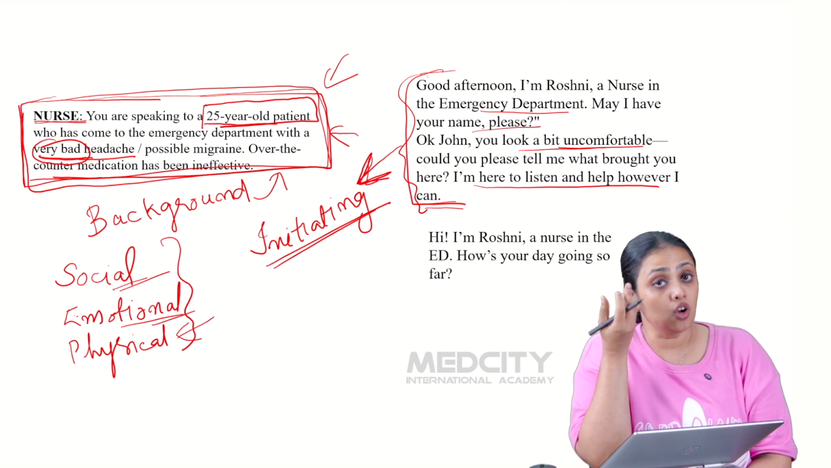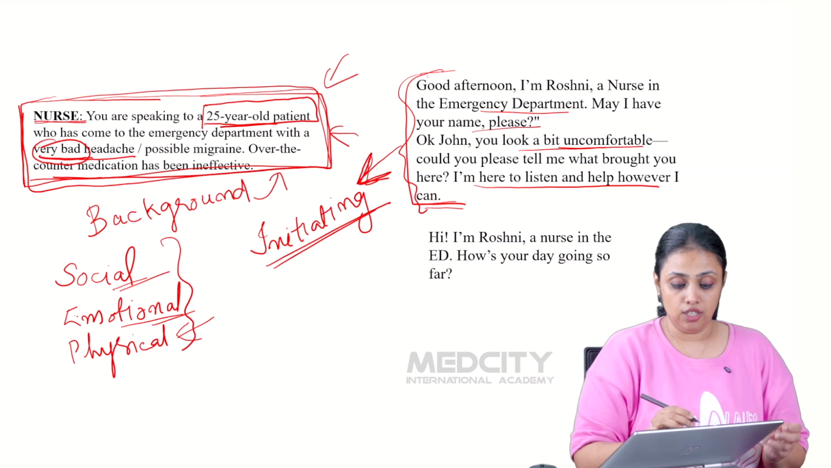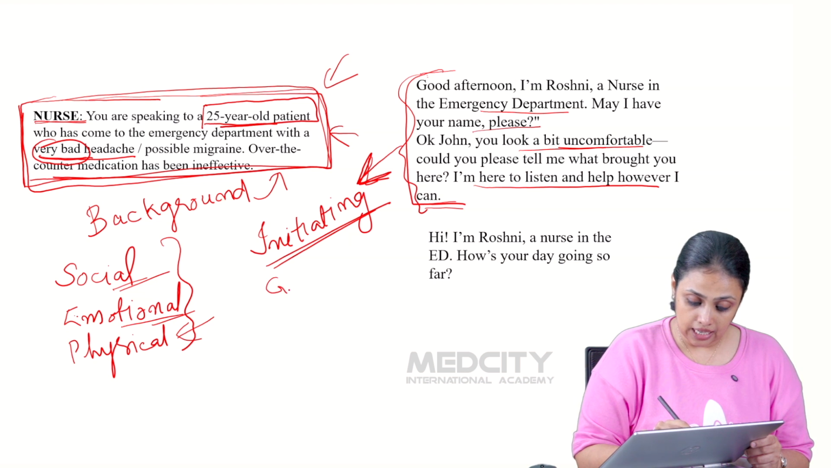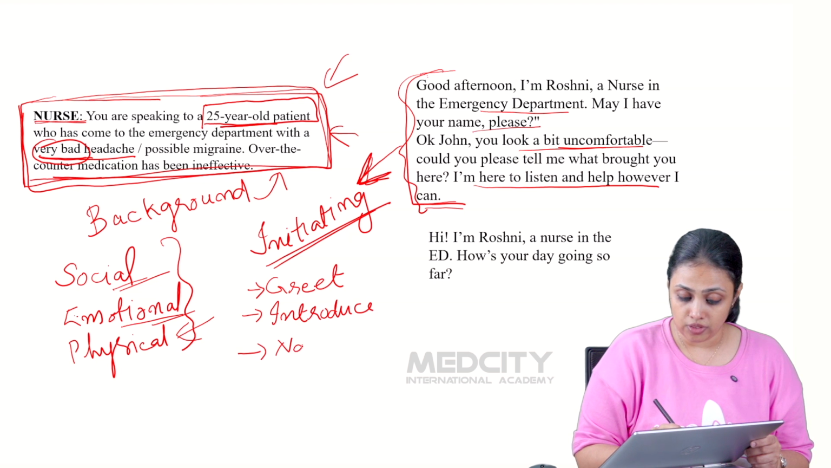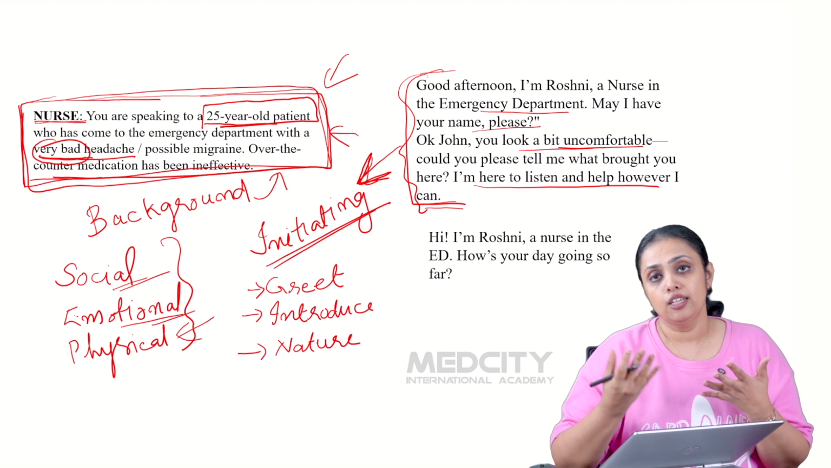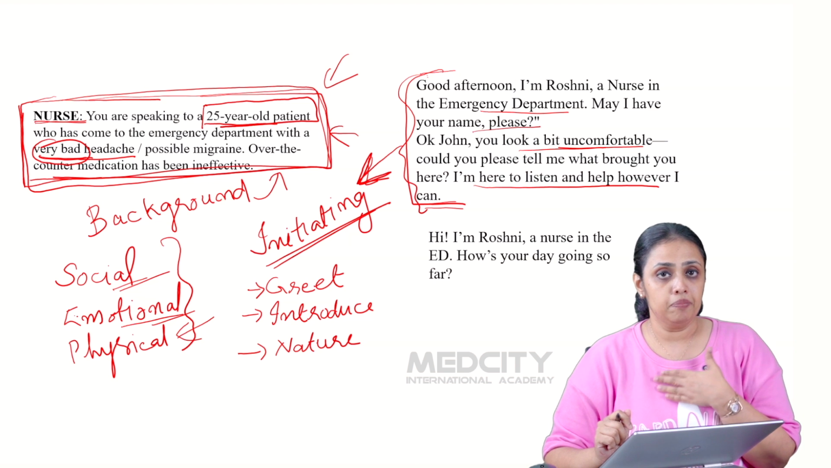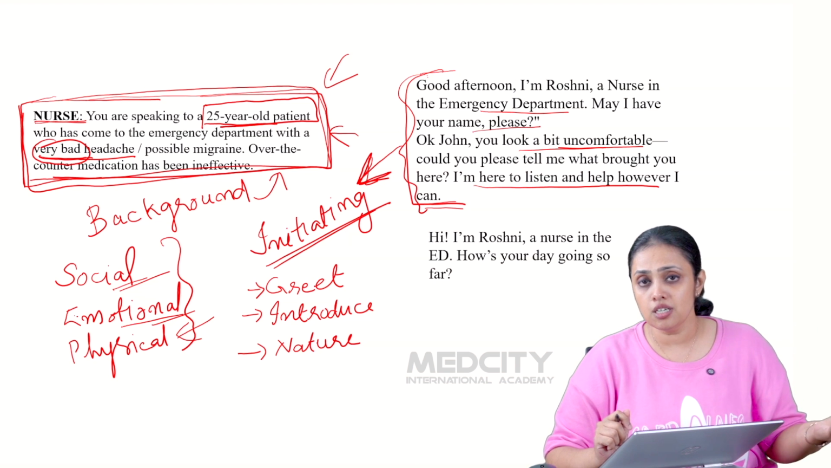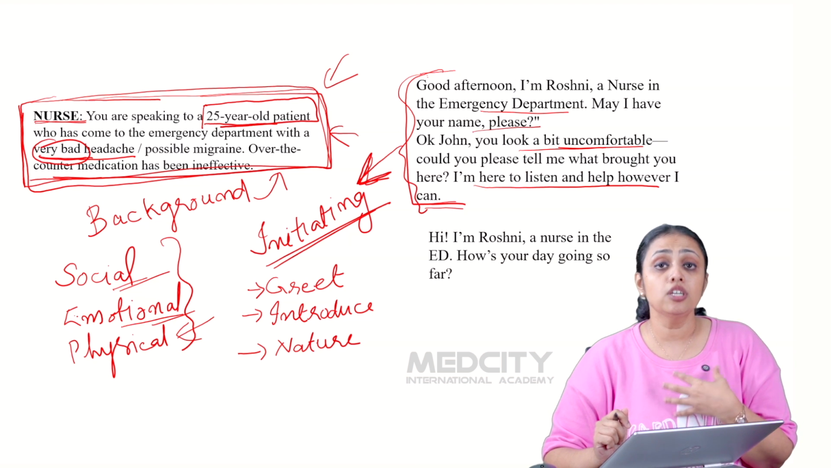Now when you're initiating your conversation, you have to be careful. What are the things that you need to include while you're initiating the conversation? First of all, you have to greet the patient. Then you have to introduce yourself. And then you have to give an idea about the nature of the conversation. Greet means saying hi, hello, good morning, good afternoon, whatever it is. Introduce yourself means you're telling that I am Roshni, or I am so-and-so. I'm one of the registered nurses working in the community health center, or I'm one of the nurses in the emergency department, or whatever. You're introducing yourself.